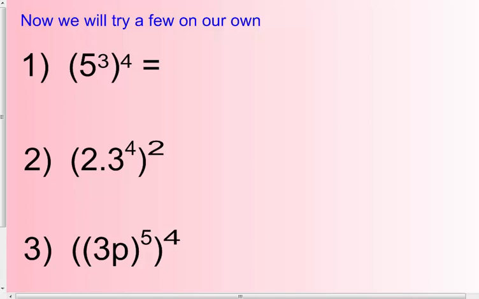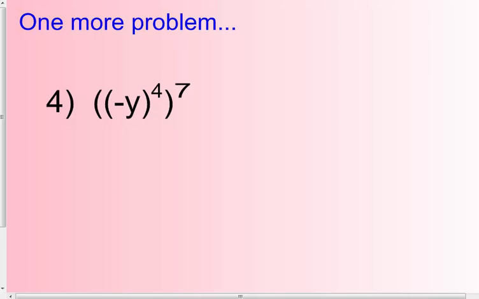Now I want you to try a few of them on your own. There are 4 of them. Take a moment, copy them into your spiral, and do them on your own. Keep the base, multiply the exponents. We'll go over these in class. There's the 4th one. We'll go over them in class. So try those 4 on your own. We'll go over them in class.